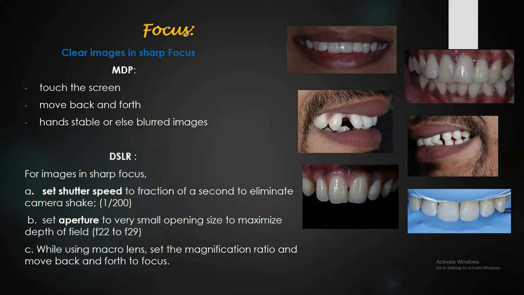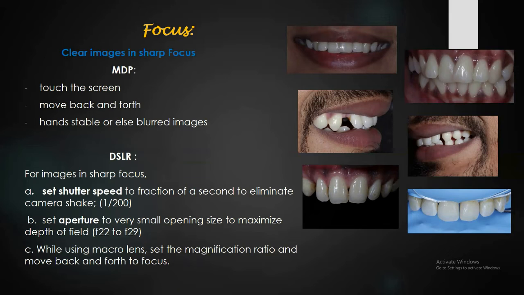But remember to keep your hand stable, otherwise you'll get blurred images. As far as the DSLR photography is concerned, to get the images in sharp focus, we must adjust the camera. We always use the camera in the manual mode for dental photography. We need to do some settings.